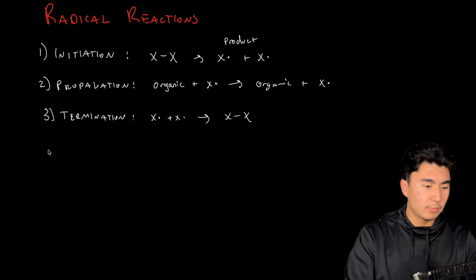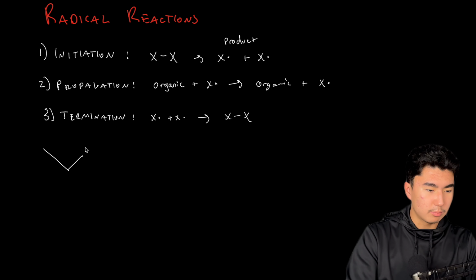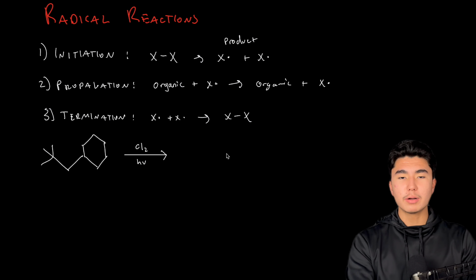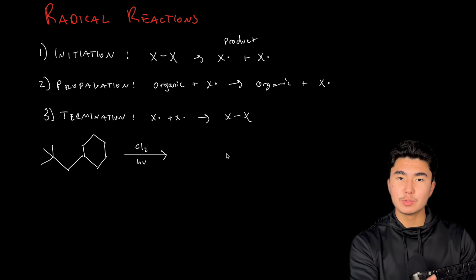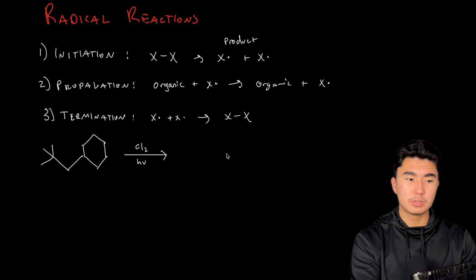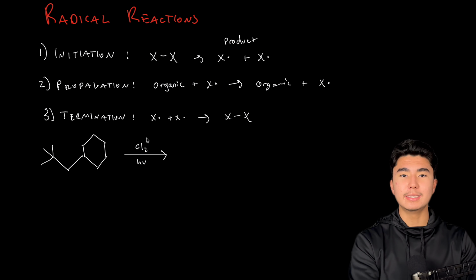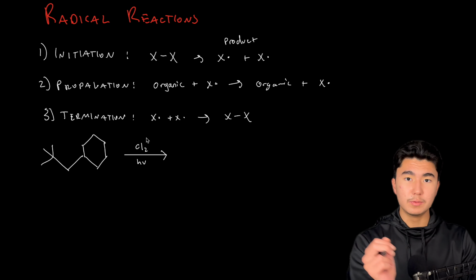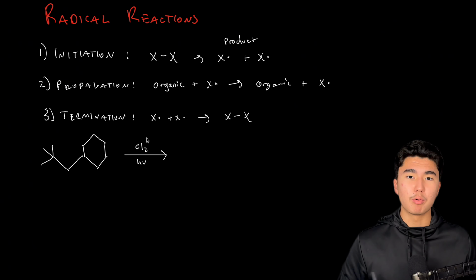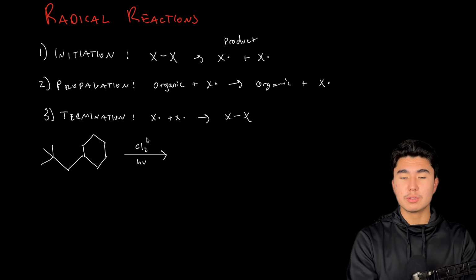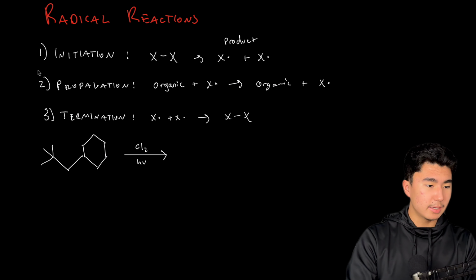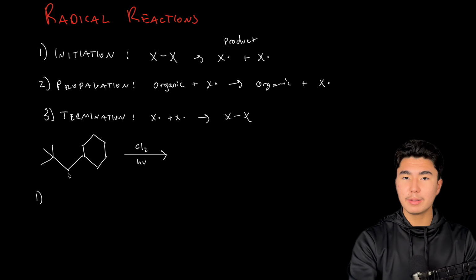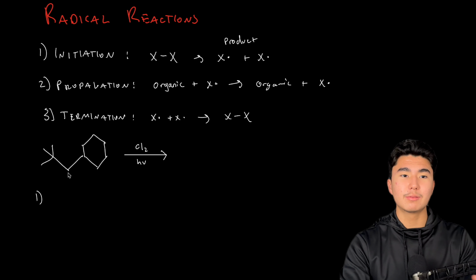Let's say we have this organic molecule over here, and we want to write down the radical reaction. We want to see what this turns into when we add Cl2 and this hν, meaning heat or UV light. We're adding some energy so we can break the bond between those two chlorines to form our radicals. The 1 over here will represent our initiation phase. Anytime I put 1, that's initiation, 2 propagation, 3 termination.